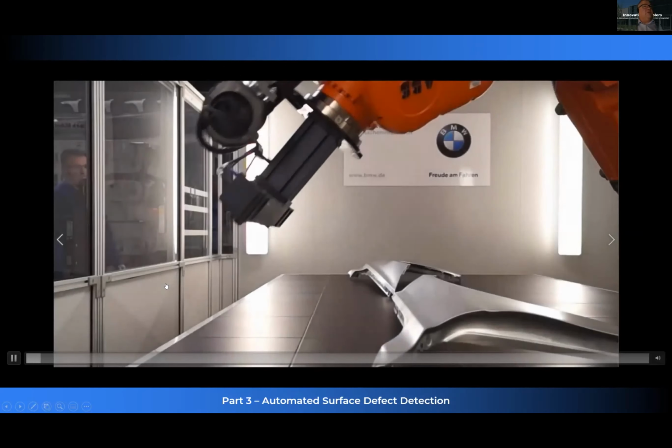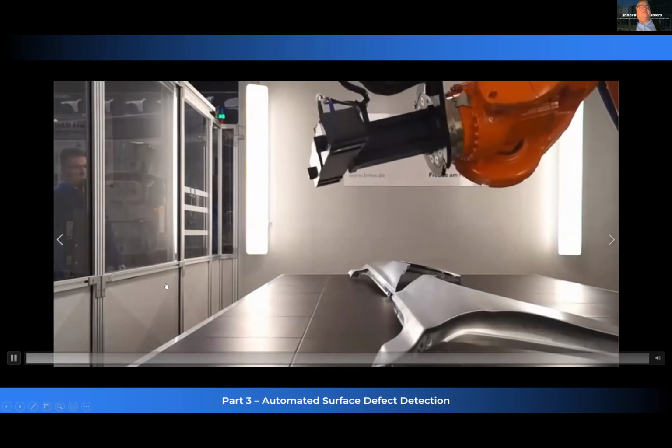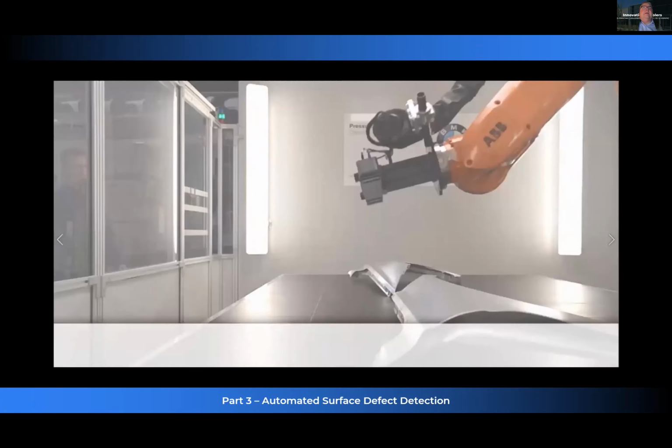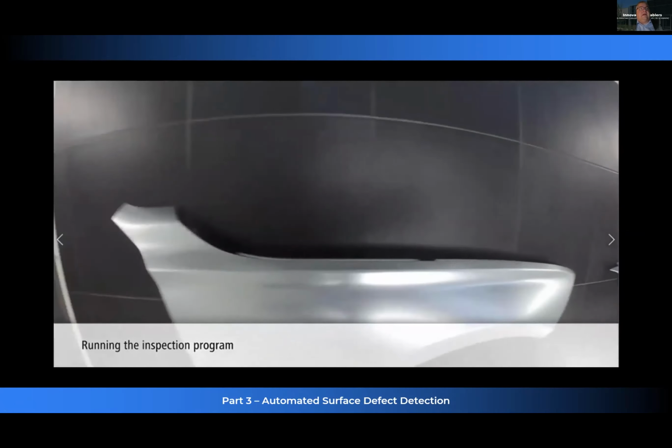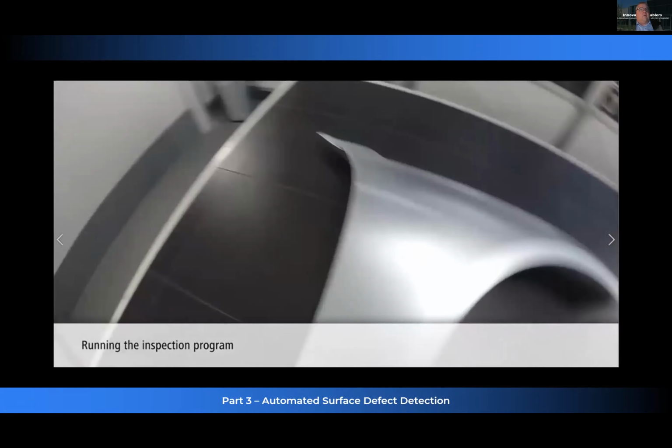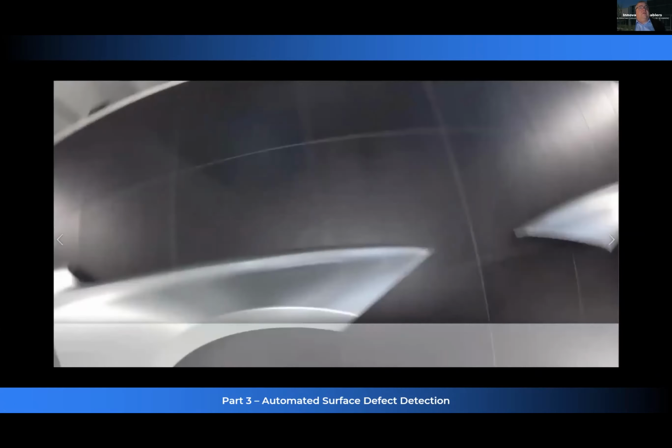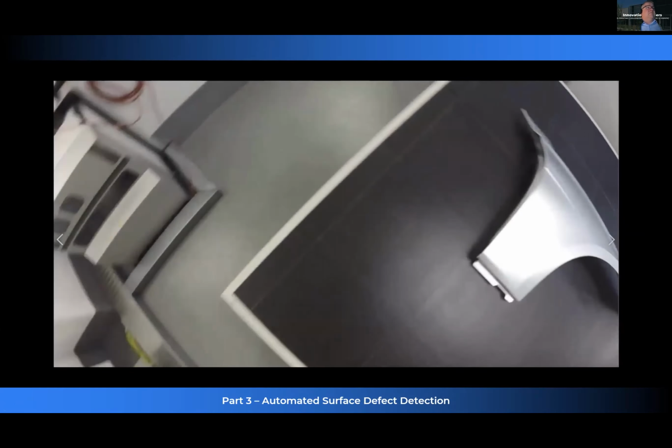Now, instead of manually inspecting for things, this is another installation at BMW, where in a camera view you can see how quickly you're able to walk over a part and look for all those things, all for quality control.